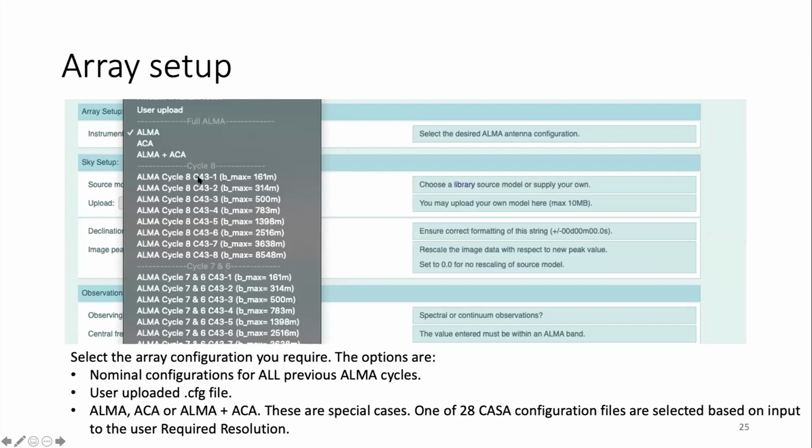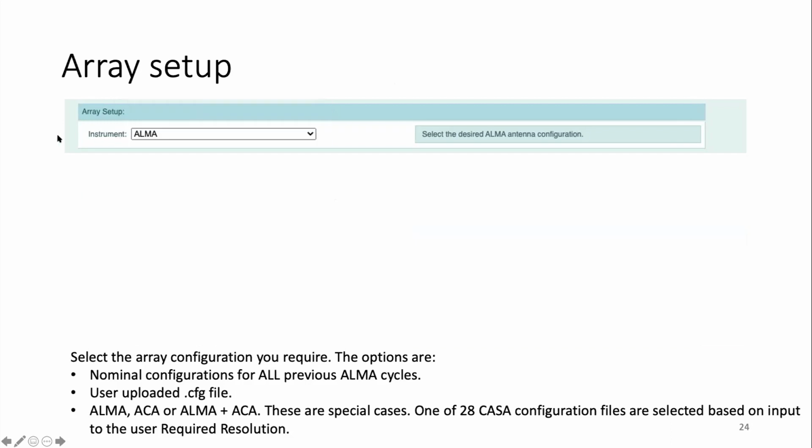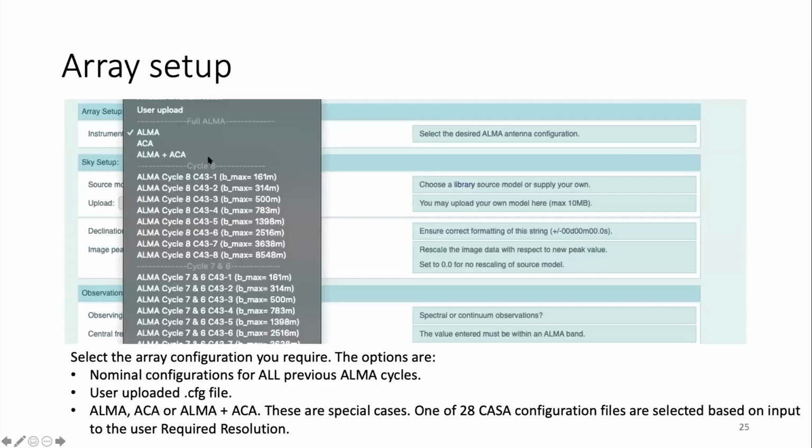And then at the top, we have a user upload option. If you click that, then below this instrument, a little drop down will pop up and allow you to upload your own configuration file if you have it in the right format, which is specified by the help. And then we have these three generic cases, ALMA, ACA, and ALMA plus ACA. In these cases, one of 28 inbuilt CASA configurations will be used, specifically for ALMA or ALMA plus ACA, based entirely on the user requested resolution, which is a parameter further down the web form.